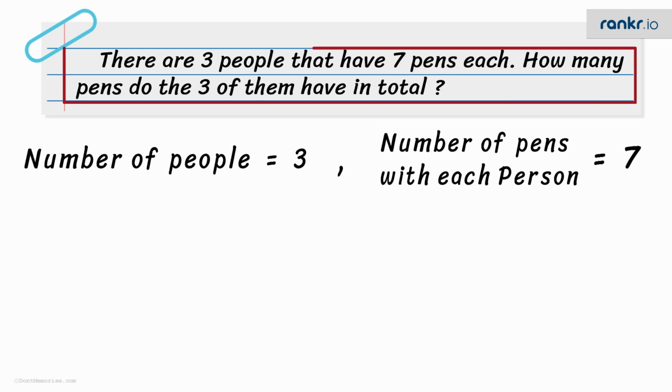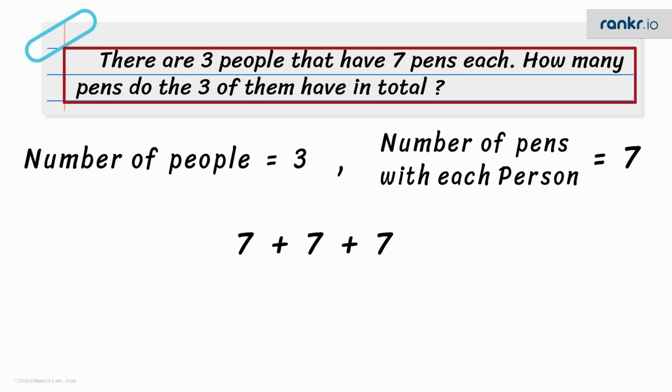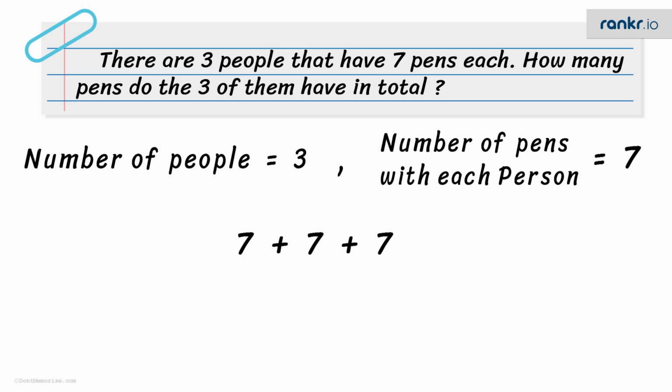Now we can express this problem mathematically as follows. We have to repeat the addition of the number 7 3 times as can be seen above. The answer to this is 21.